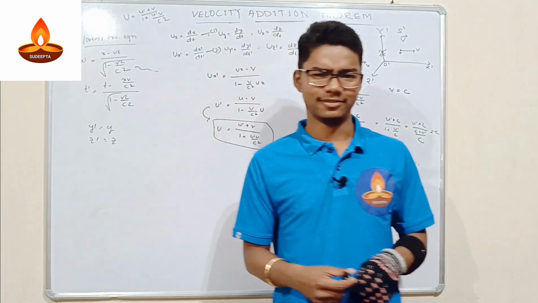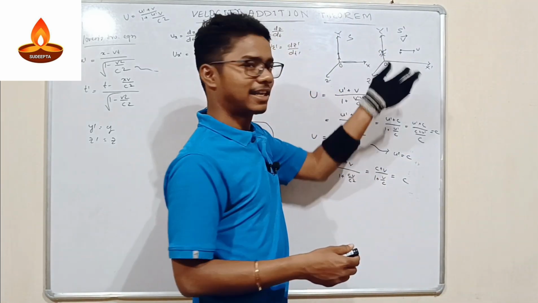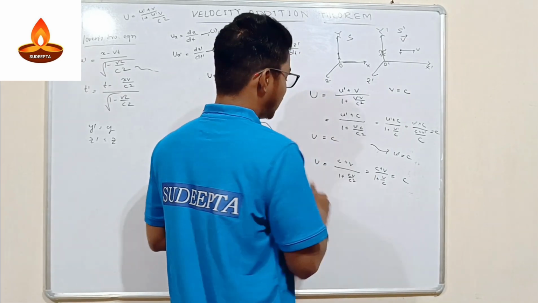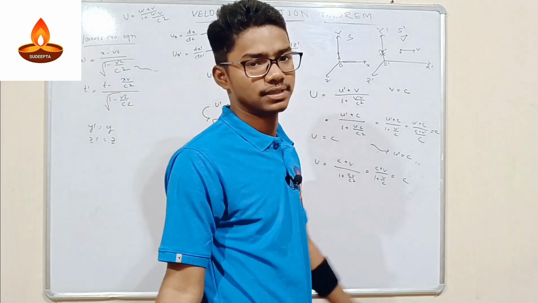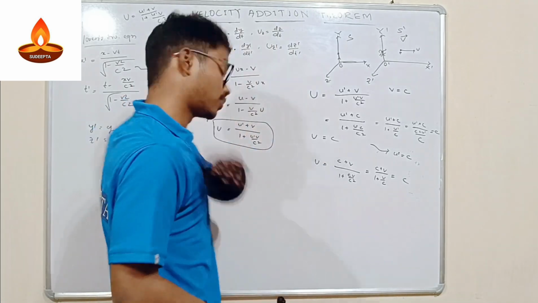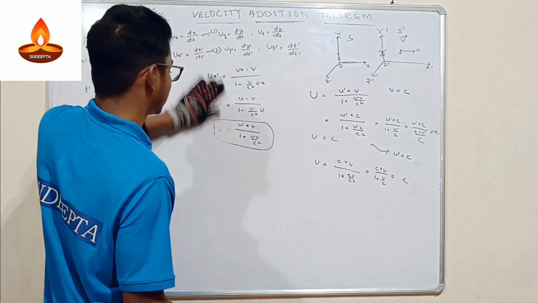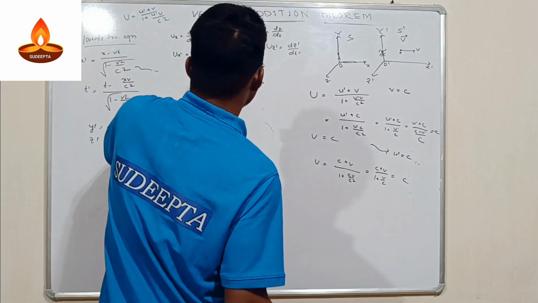Then what happened here? If the particle is moving at the speed of light, then u is equal to c. Okay. Let's say both, everything, are moving at the speed of light. What will happen next? We'll see it here.